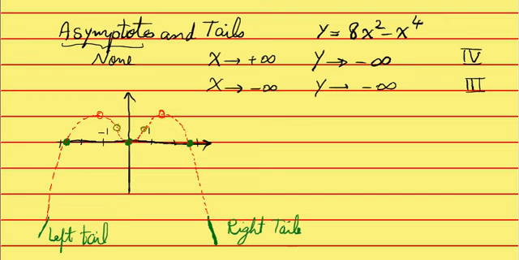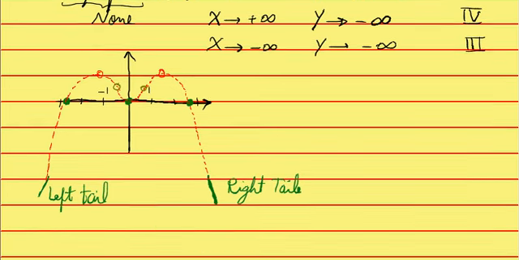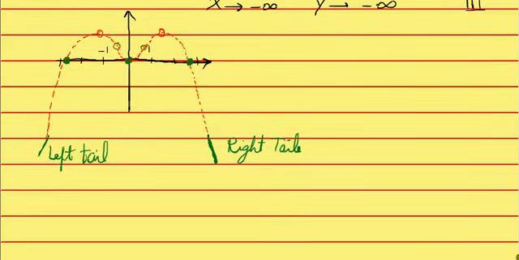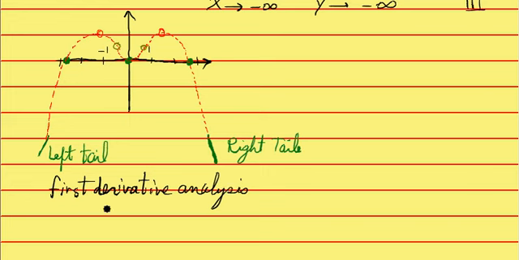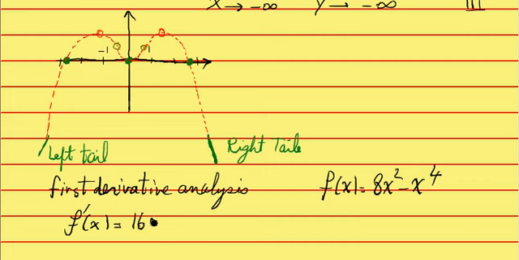So what do we do next? We have to go to the calculus portion of this problem, which is the derivative analysis. I'll go after the first derivative analysis. First derivative analysis, I need my derivative, of course. Let me just remind myself again what the function was. F of x was 8x squared minus x to the power of 4. So its derivative is 16x minus 4x cubed.